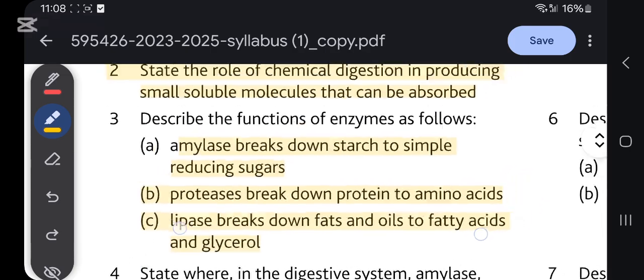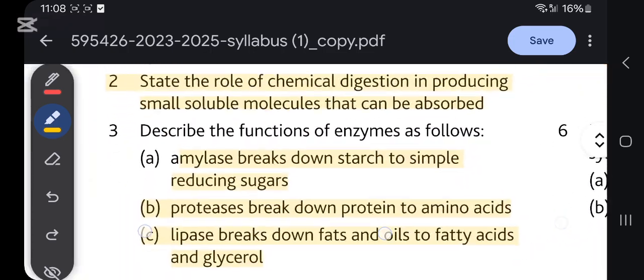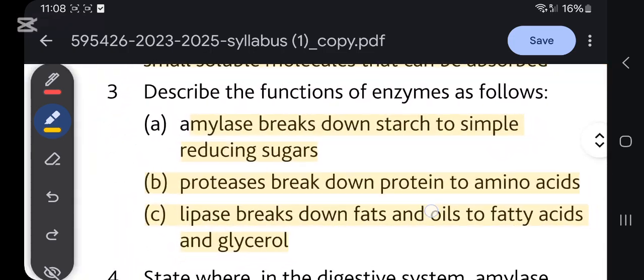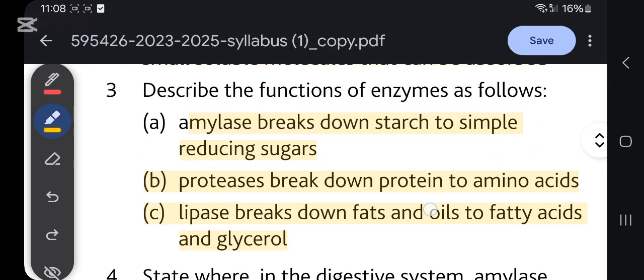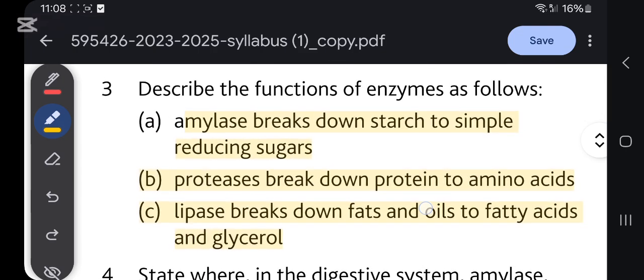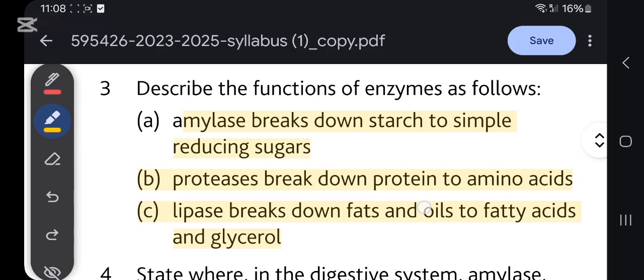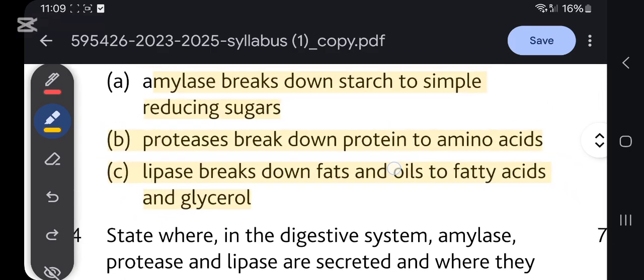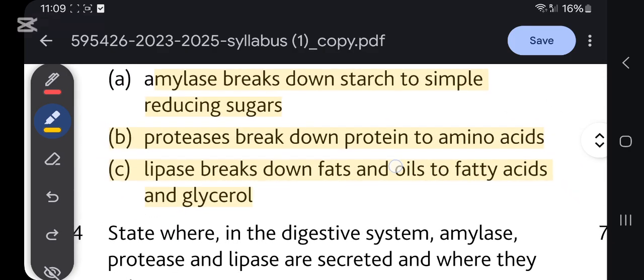Now, in the mouth, physical digestion is also taking place and chemical digestion is also taking place. But remember, only chemical digestion of starch is taking place, that is, starch being broken down, not proteins or lipids. That starts in the stomach. We will see about it.